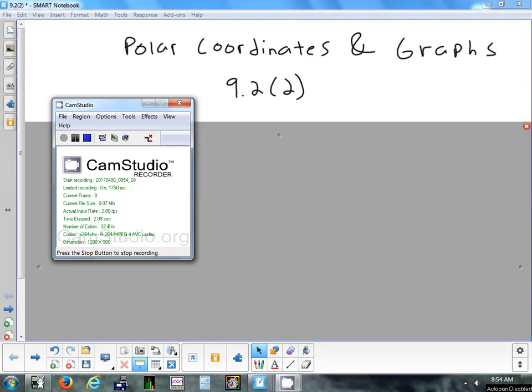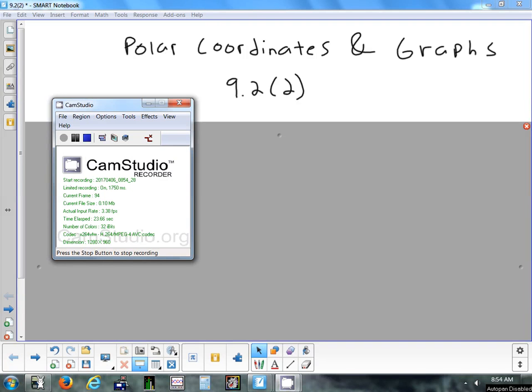Great, so we'll finish up section 9.2, which is a little bit more with polar. We're going to get into the graphing a little bit more, and we're also going to learn to convert between polar and parametric. What did we say earlier? Polar was really good for graphing. What kind of shapes?